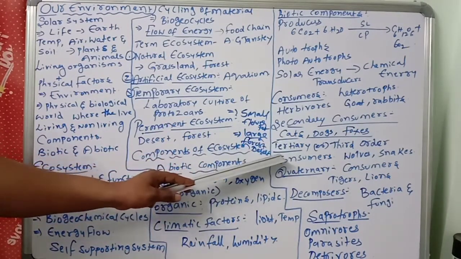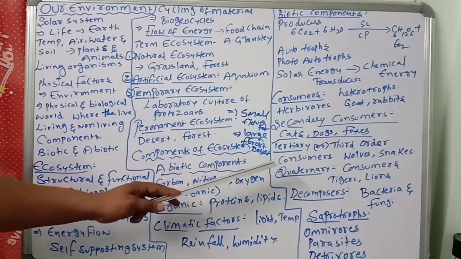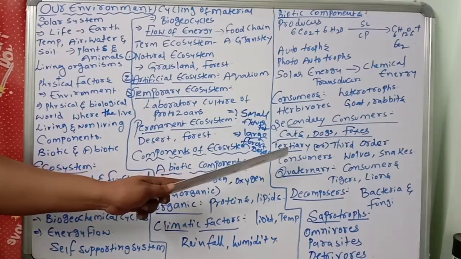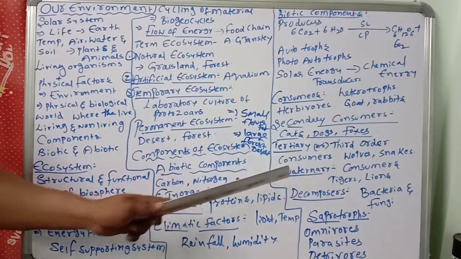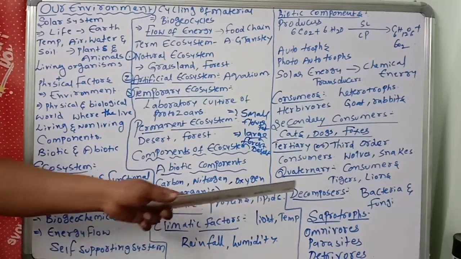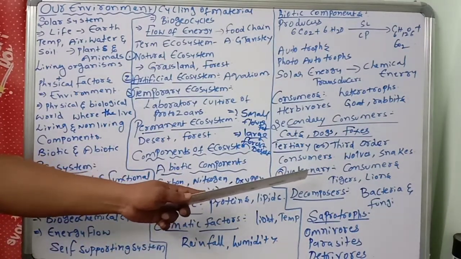Tertiary consumers, you know very well, are the large carnivores which feed on primary carnivores. The ones which feed on the secondary consumers are called tertiary consumers. Very important: what are the tertiary consumers? The wolves, snakes. Quaternary consumers depend on tertiary consumers. Examples in aquatic ecosystems: sharks, crocodiles. Lions and tigers in the terrestrial ecosystem are tertiary, quaternary consumers.